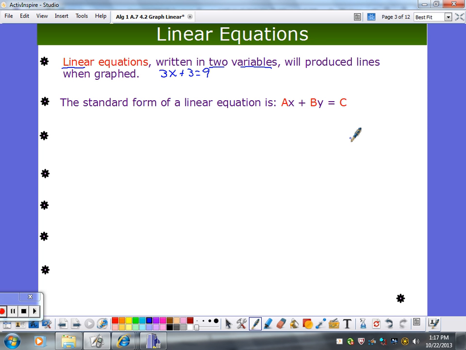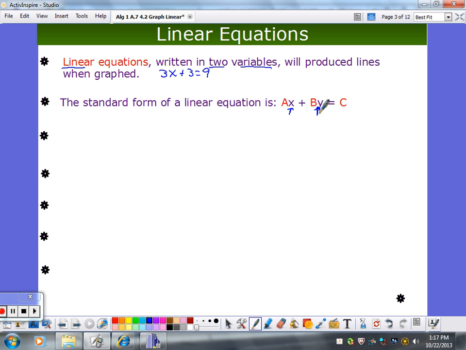I heard 3, I heard 2, I heard 5. What do you think? How many variables do we see? It is 2. The x and the y are the variables.